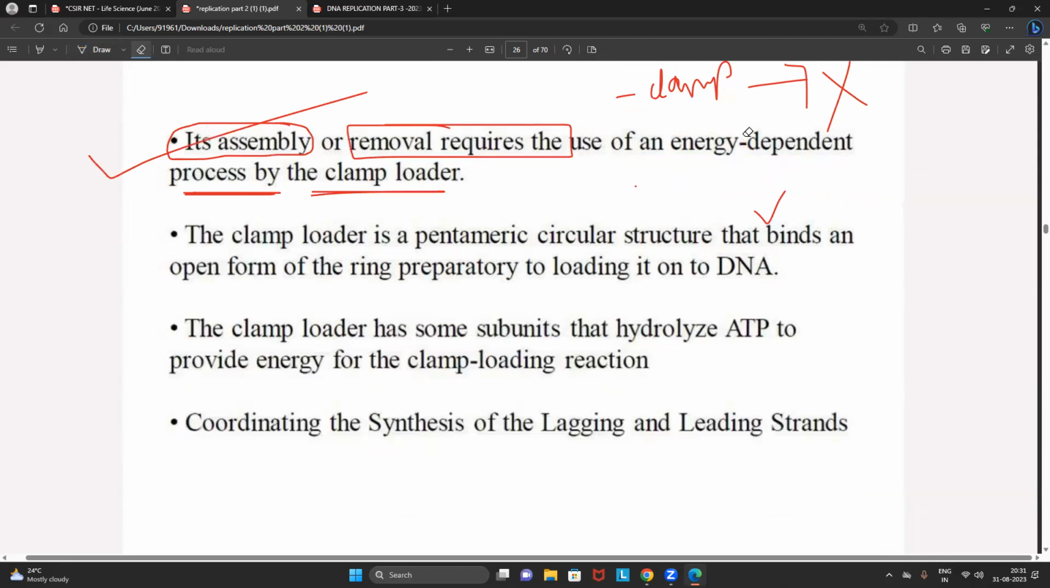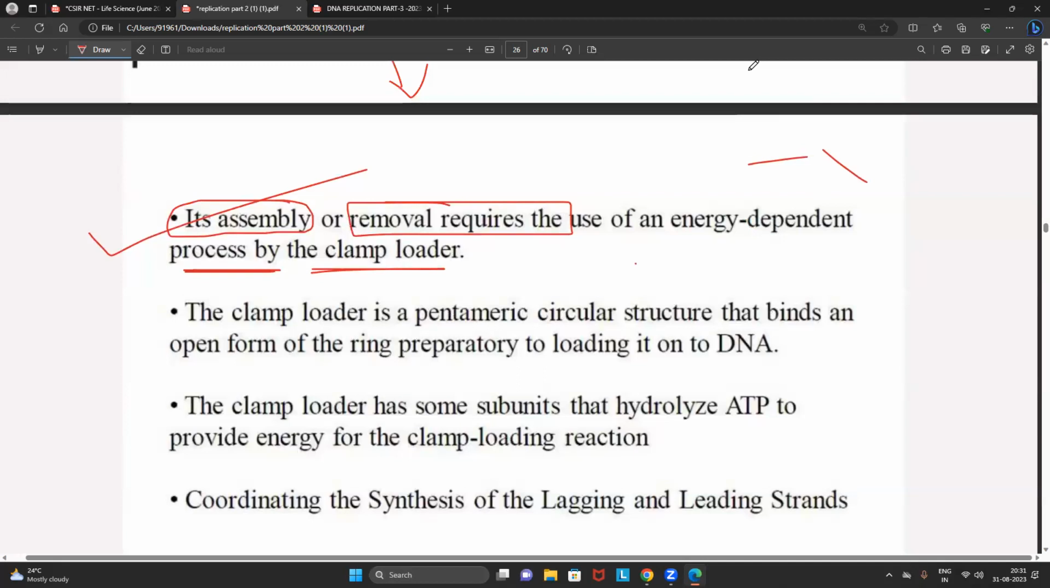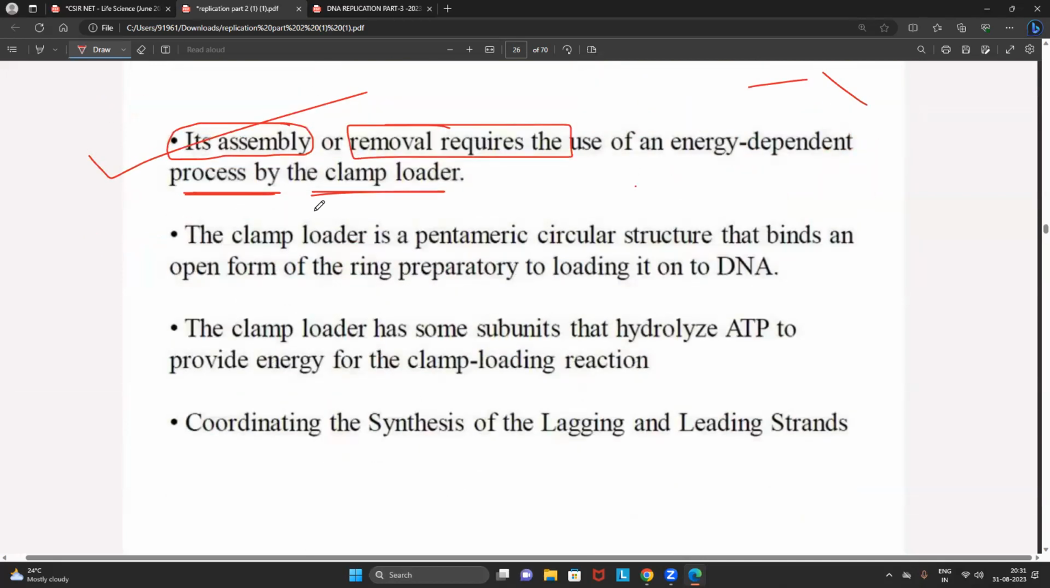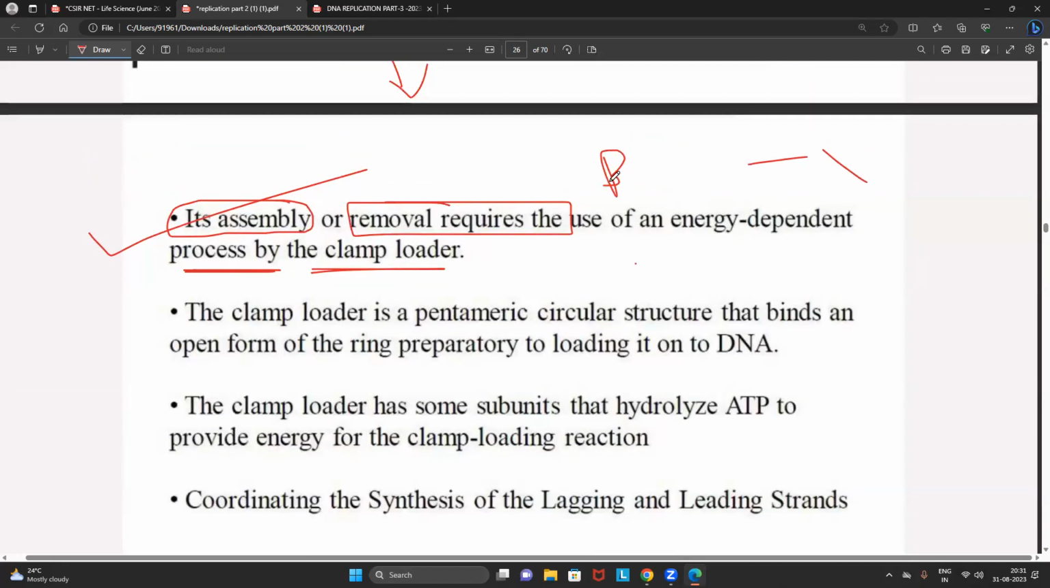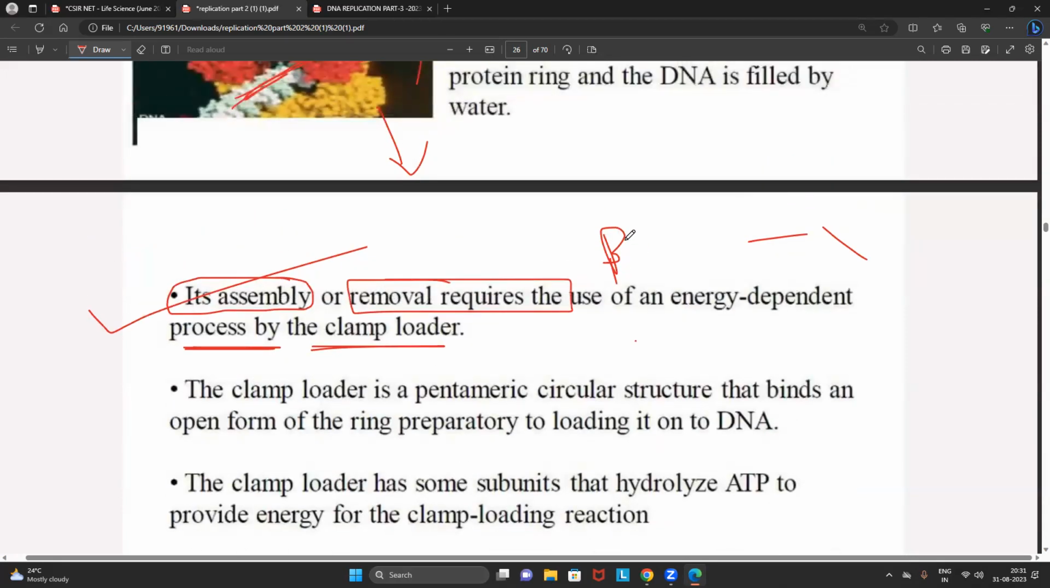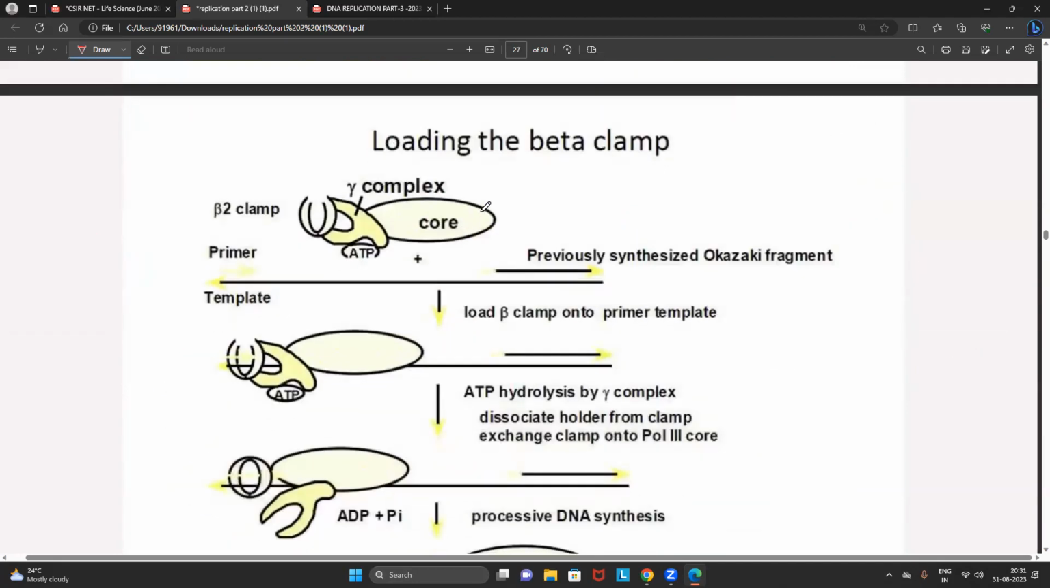I want all of you to understand the point very correctly. Now, one other very, very important statement, look into this. Now you tell me, this is, for example, the beta clamp. Do you think the beta clamp will directly go and associate with the core enzyme? That is not possible. Someone has to take this beta clamp and keep it on the core enzyme. Now, who is taking that? That is the one we can call the clamp loader. We can call it the gamma complex.